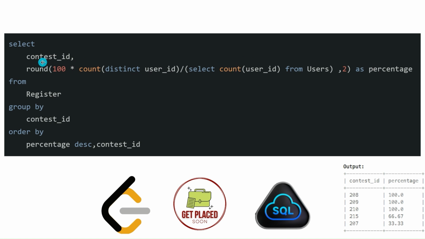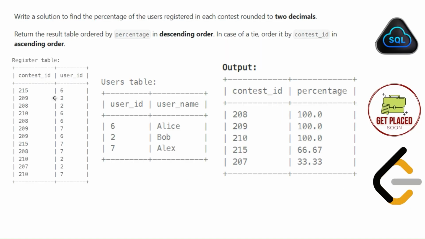And where are we selecting this contest ID and everything? We are selecting from the table register. Okay. Now the most important thing you can see, with the same contest ID, you can see multiple entries. For example, for 208 contest ID, you can see 3 entries. One is for 6, one is for 2 and one is for 7. For 210 also you can see 3 entries, 6, 2 and 7. For 215 also you can see 2 entries.